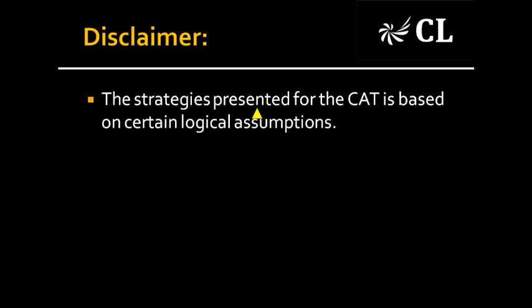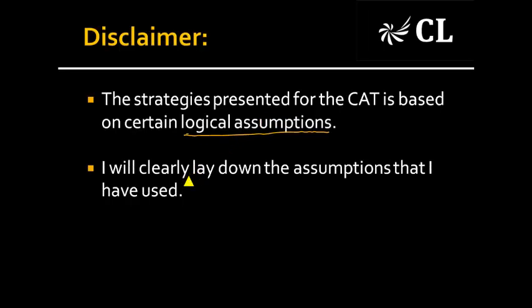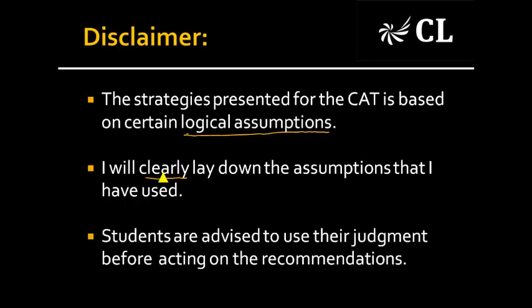Let me start with a few disclaimers. One, there are a lot of things that we know about CAT, and a lot of things that we don't know. For instance, we don't know how many questions of reading comprehension will come. Therefore, to be able to make certain strategies, we need to make certain logical assumptions. Whatever strategy I'm presenting is based on certain assumptions, and whenever I've made those assumptions, I'll clearly mention them so that you can get an idea about how I've arrived at certain conclusions. And lastly, you're advised to use your judgment before you act on the recommendation that I'm presenting.